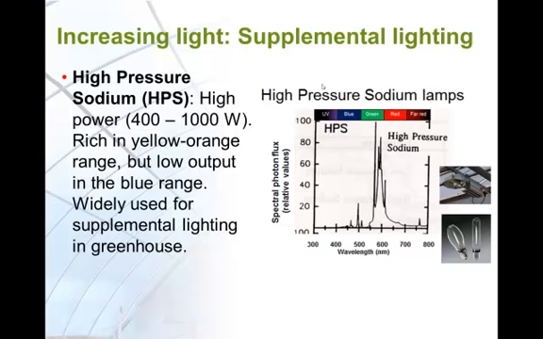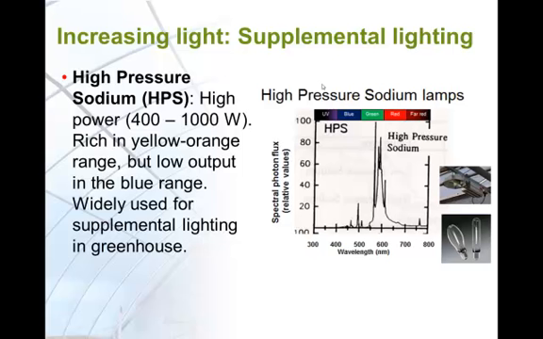So let's talk about applications. We learned that light is important in photosynthesis and other plant responses. And then we learned how to quantify light in terms of intensity or radiance, and also light quality. So increasing light in a plant growing system can be done by supplemental lighting.